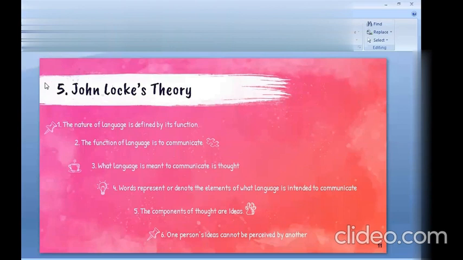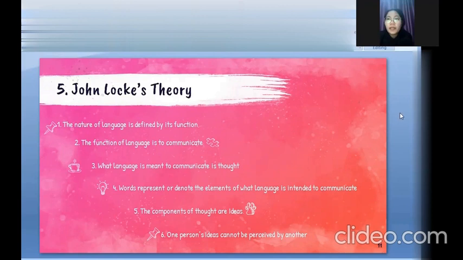We move to number 5, John Locke's theory. In John Locke's theory, we have 6 points. Let's start with number 1. In John Locke's theory, he focused more on the nature of language. You can see in number 1, the nature of language is defined by its function.